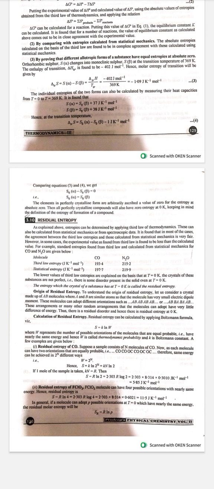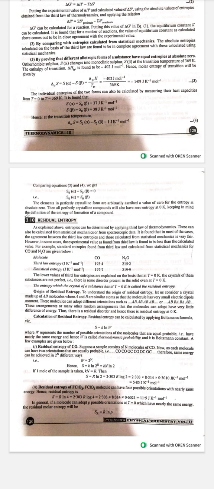Residual entropy of CO. Suppose a sample consists of N molecules of CO, then the molecules have two orientations equally probable, that is CO, CO, OC, OC, CO, CO, OC. Therefore, the same energy can be obtained in two different ways. W is equal to 2 to the power N, S is equal to k ln 2^N, which is kN ln 2, and kN is equal to R. S is equal to R ln 2, which is equal to 2.303 R log 2, and the answer is 5.85 joule per Kelvin per mole.